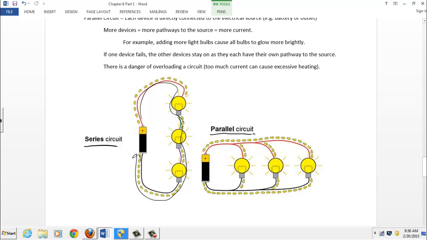And this is where you give each device, a light bulb in this case, its own pathway. So there's a wire that connects this light bulb, and the electricity runs through in this direction. And then we give the second light bulb its own path. There's another wire that connects it and brings it back to the battery. And then the third light bulb has its own path. And we say that the devices, the light bulbs in this case, are aligned in a parallel circuit. And if you have one light bulb after the other, then you have them hooked up in a series.